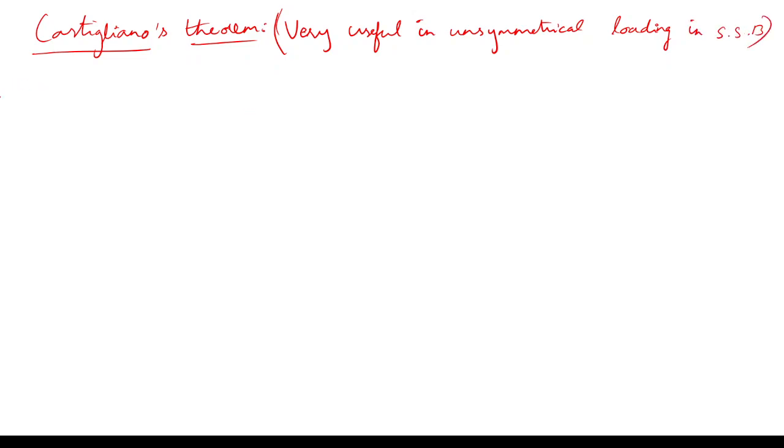This is Castigliano's theorem. This theorem is very useful in unsymmetrical loading for simply supported beams. It is very useful to calculate deflection in unsymmetrical loading in simply supported beams. The main drawback is that only one load should act. We can find the deflection only when one load is acting.